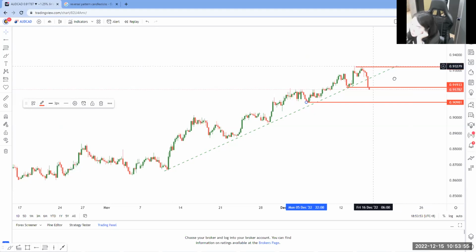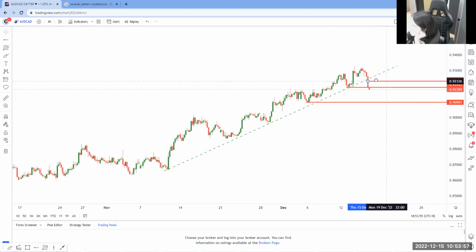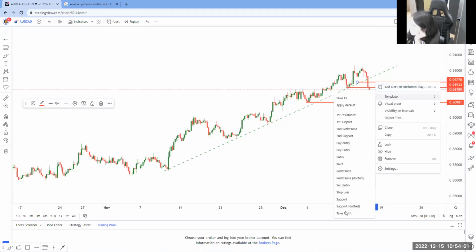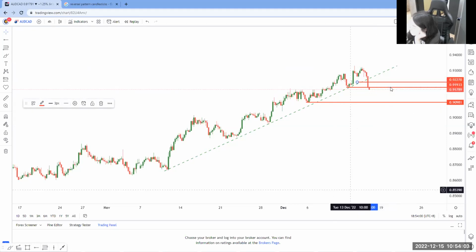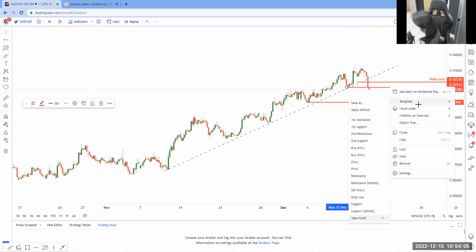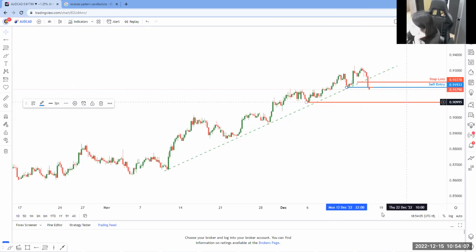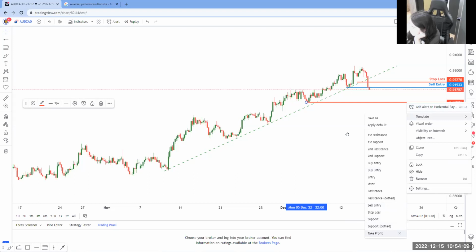Okay, we're biased for a sell for AUD CAD. Question is, where do we get in for a sell? I'm going to put my stop loss here. I'll put my take profit here. Sorry, my entry here, and my take profit here.